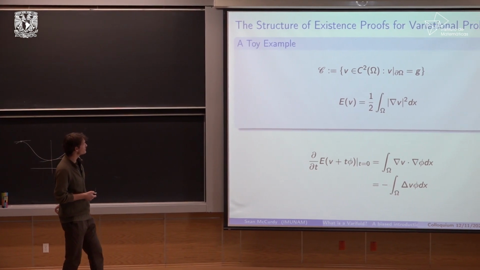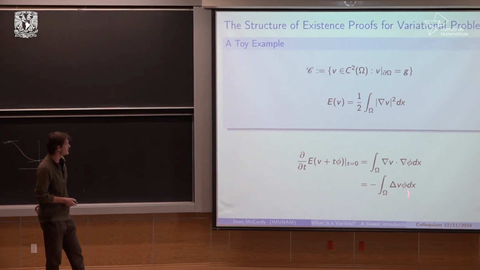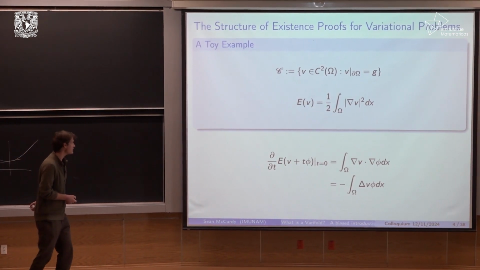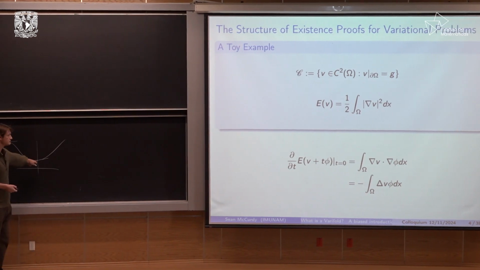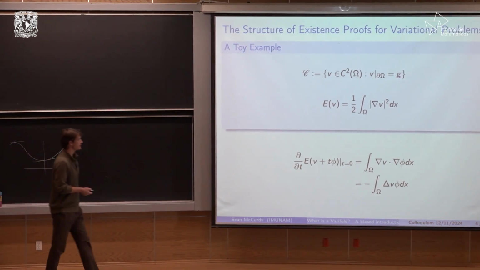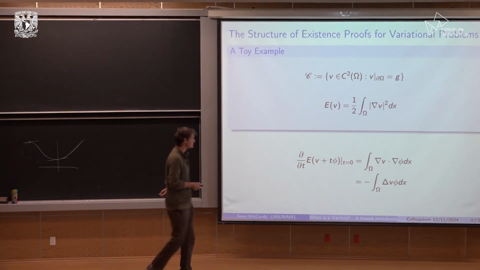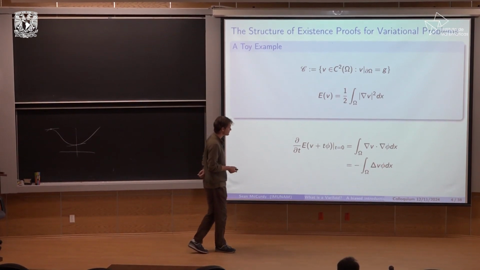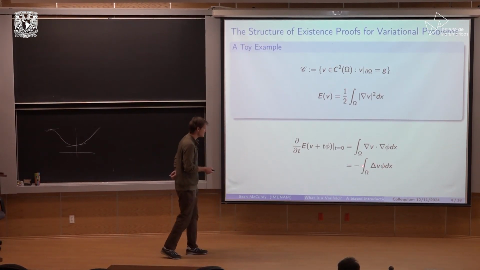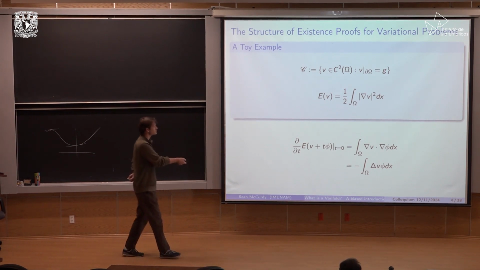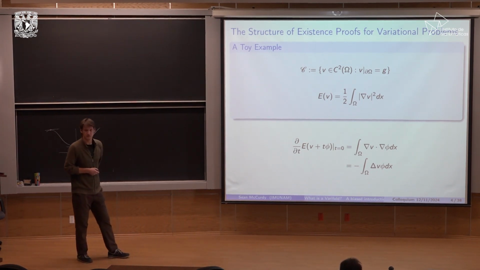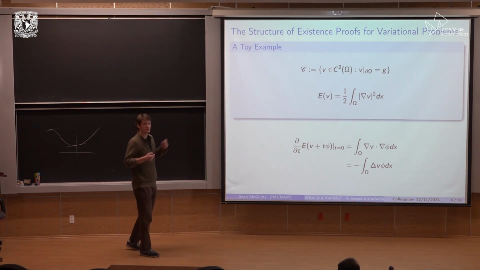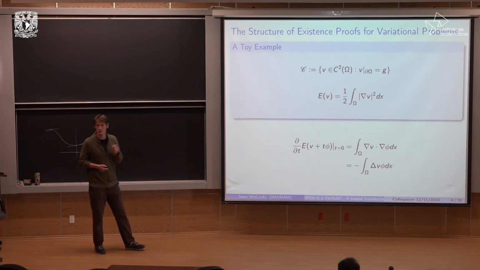And since I've chosen all of my v to be C2, we can use the divergence theorem and get this expression. And so if we have a critical point, like a minimum, say, then we would expect the derivative to be 0, which means that we would expect this quantity to be 0, and this would tell us that the Laplacian of phi, the Laplacian of v, should be 0. So we should get a harmonic function, which hopefully has the right boundary values, and we would have solved the Dirichlet problem. One way to do it.